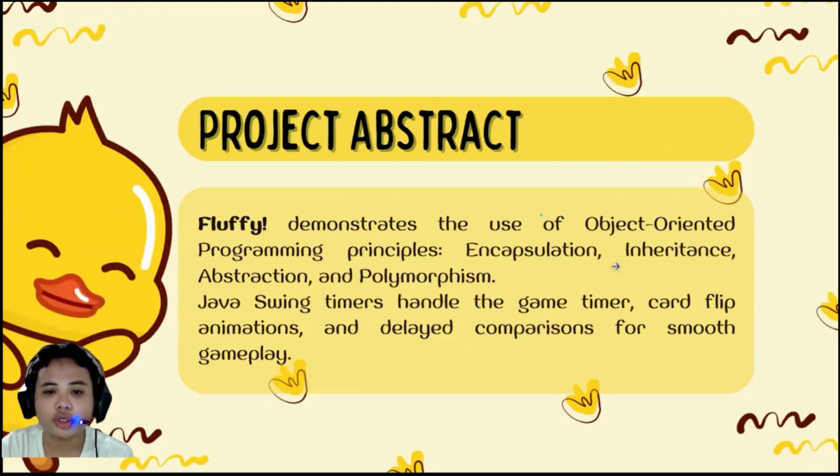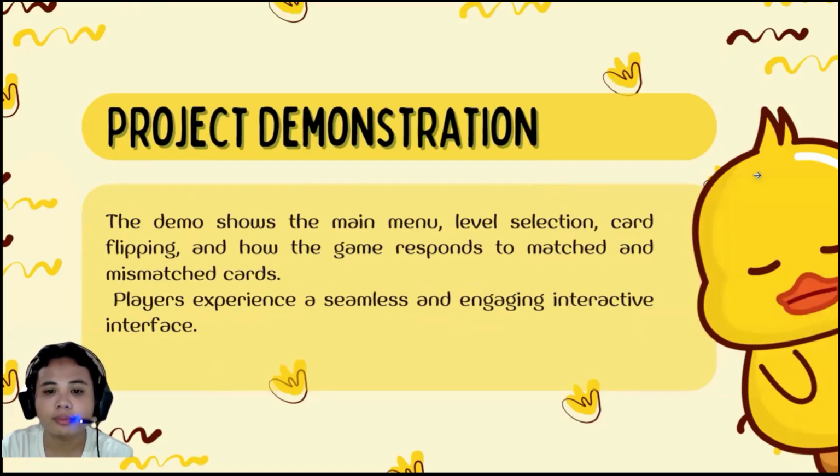Next is our project abstract. Fluffy is a Java-based memory matching game that demonstrates the use of object-oriented programming principles and asynchronous programming. The game uses encapsulation, inheritance, abstraction, and polymorphism to organize game logic and UI components. Java Swing timers are used to handle real-time updates such as the game timer, card flip animation, and delayed card comparison.